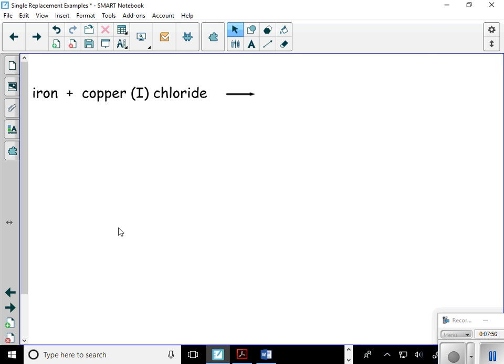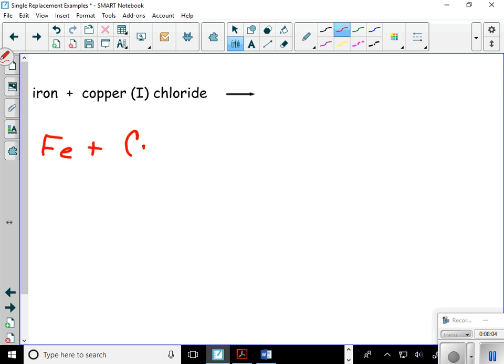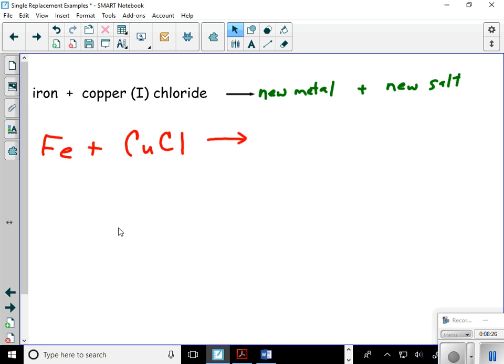I write iron plus copper 1 chloride. Copper is a 1 plus. Chloride is a 1 minus. So it's going to yield, once again, a new metal and a new salt. Where do I go from here? I have to check my activity series.